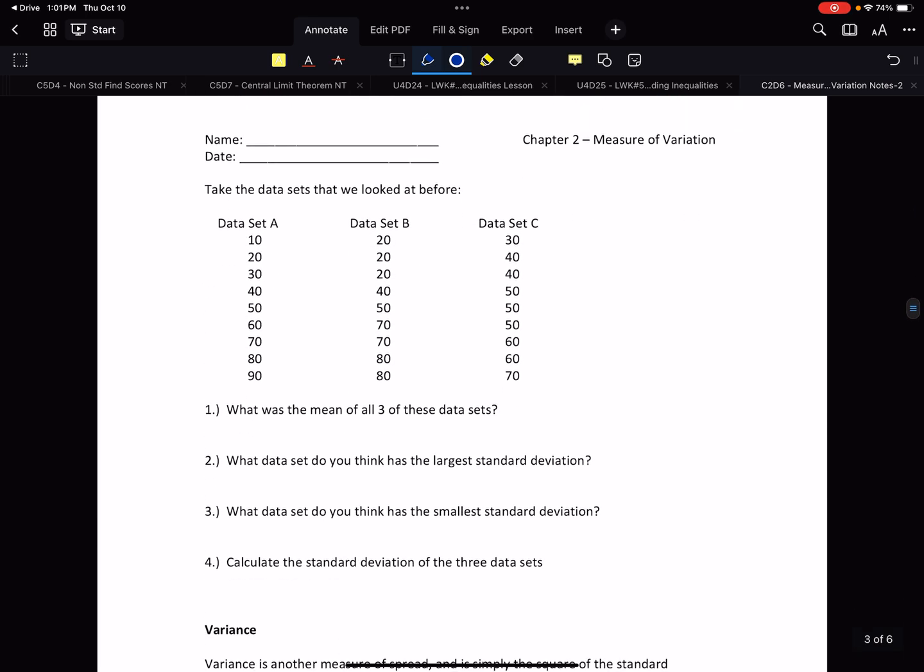Now going back to an example we had recently. In class recently, we had these 3 data sets. What we learned is that all 3 of them have the same mean of 50. Now if I were to map these out, here's data set A. 10, 20, 30, 40, 50, 60, 70, 80, 90.